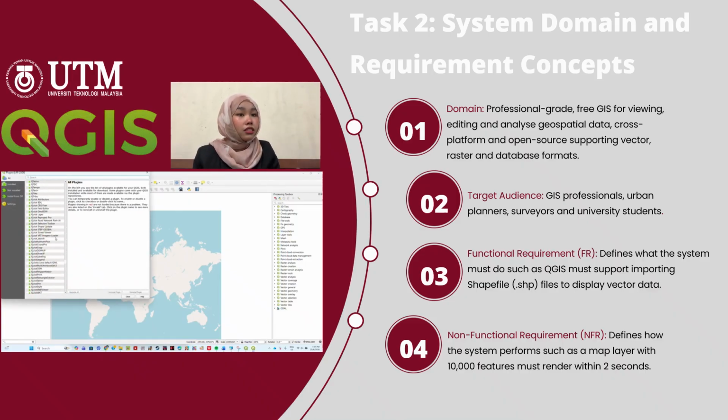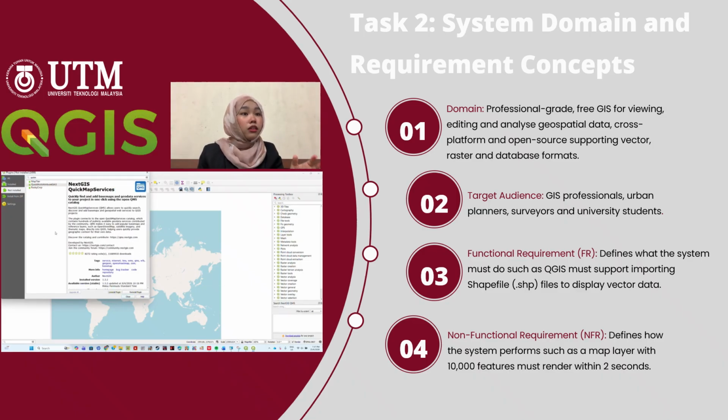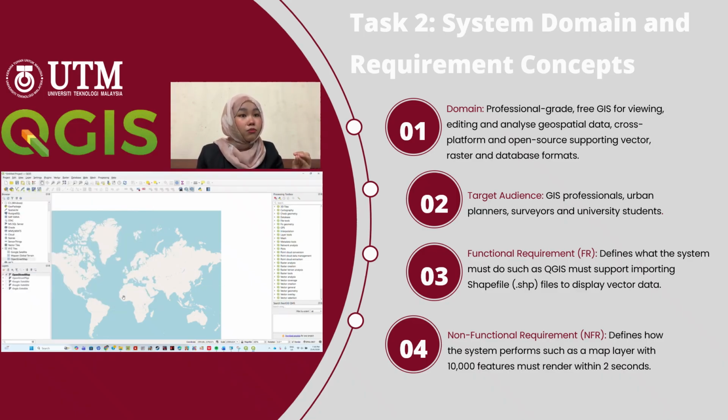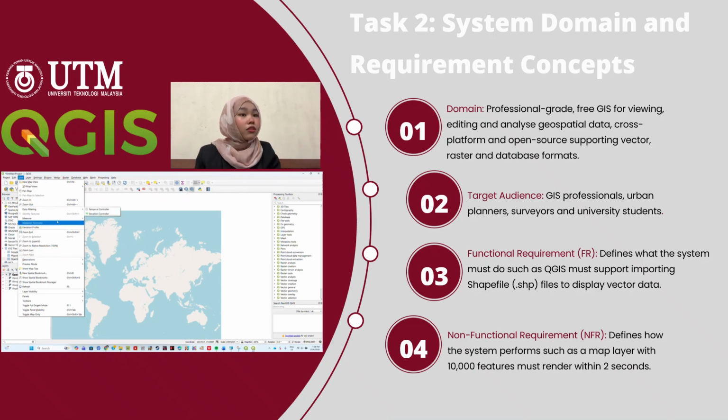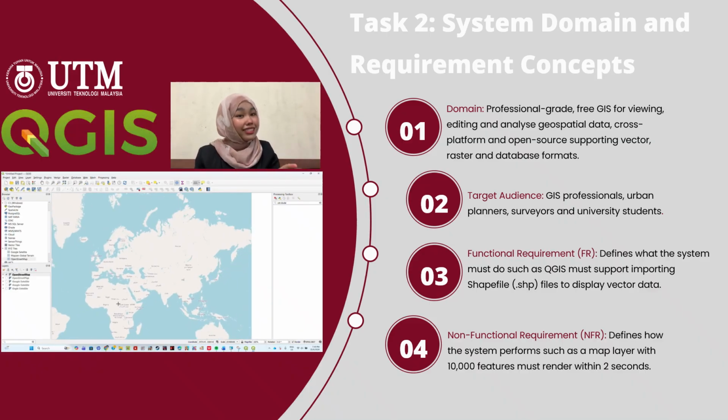Then the next one is functional requirement, which is FR, define what the system must do, such as QGIS must support importing shapefile to display vector data. And then the next one is non-functional requirement, which is define how the system performs, such as map layer with 100,000 and 10,000 features must render within 2 seconds.